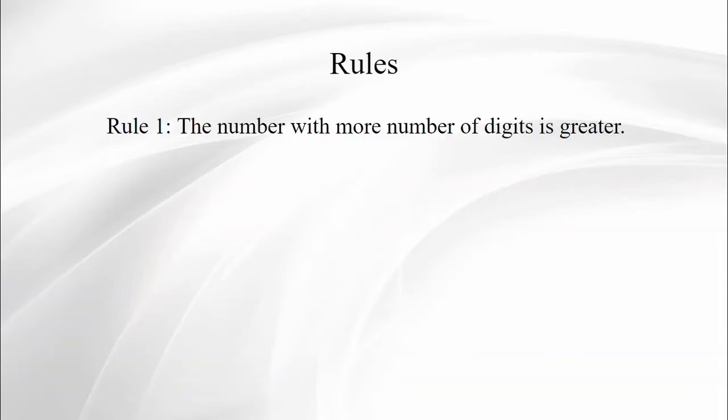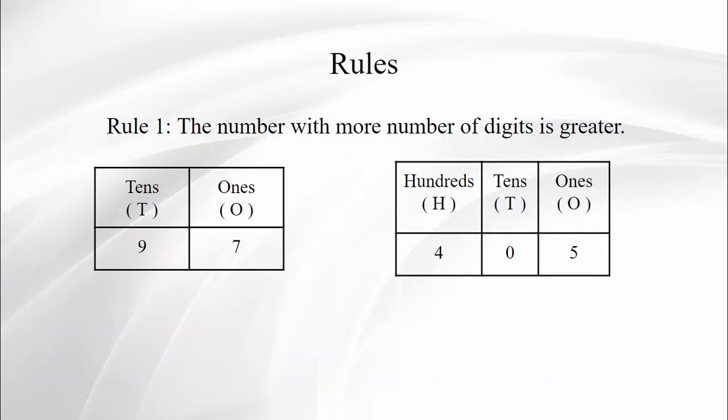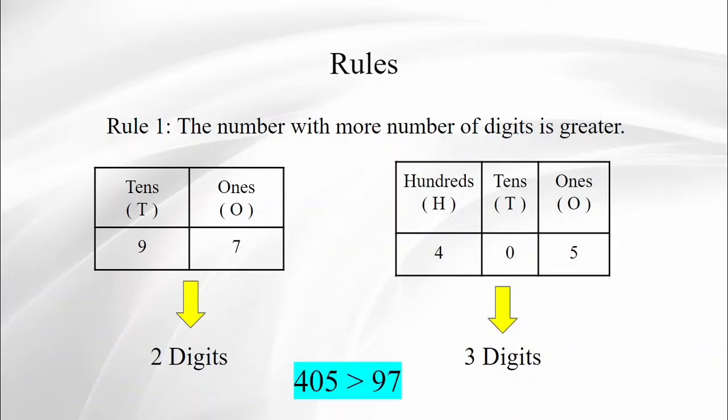Now while comparing numbers, we need to use some rules. So here is the rule number 1. The number with more number of digits is greater. Now let us consider the numbers 97 and 405. 97 has 2 digits, 9 in tens place and 7 in ones place. And 405 has 3 digits, 4 in hundreds place, 0 in tens place and 5 in ones place. So 405 is greater number as it has 3 digits. Therefore we can say that 405 is greater than 97.